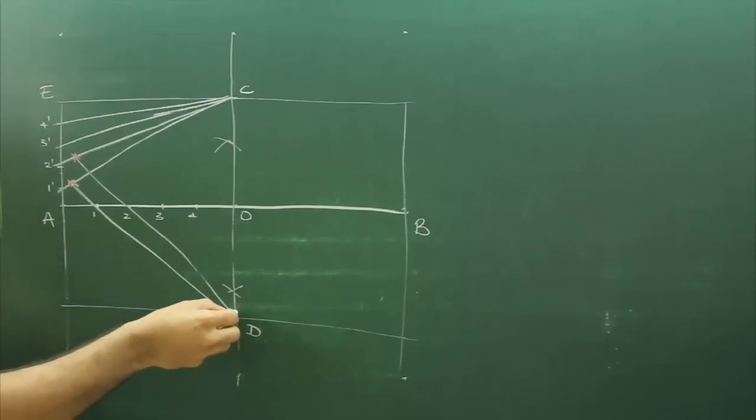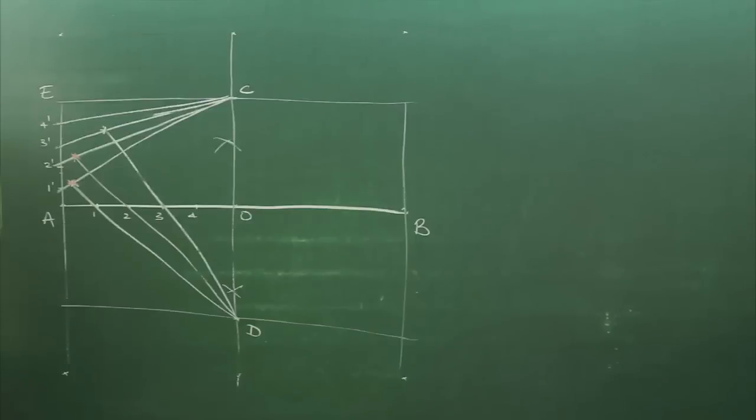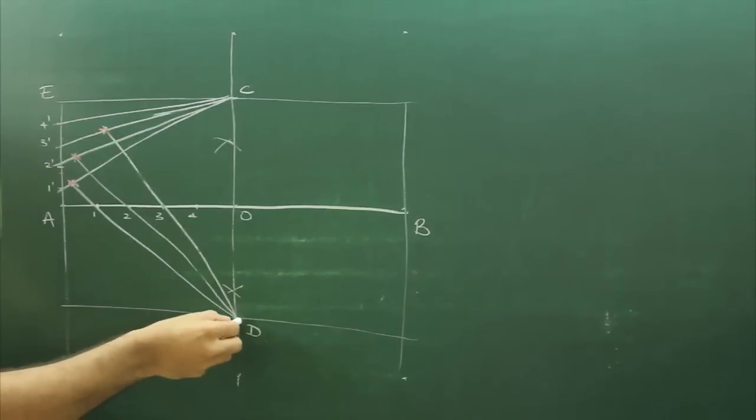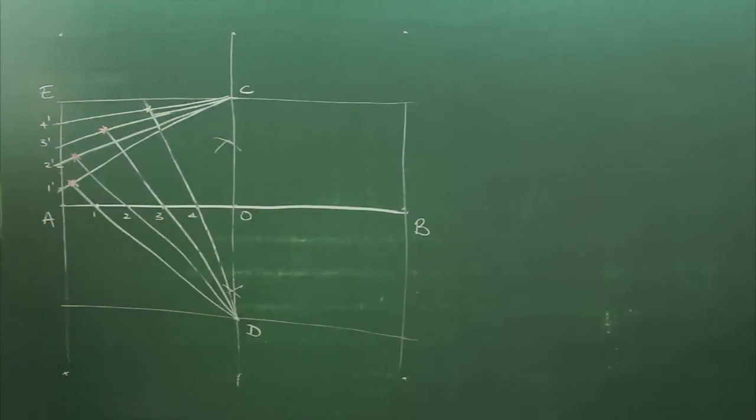Same way, D, 3, extend the line. Wherever it will cut, that is third point. D, 4, extend the line. Wherever it will cut, that is 4 point.